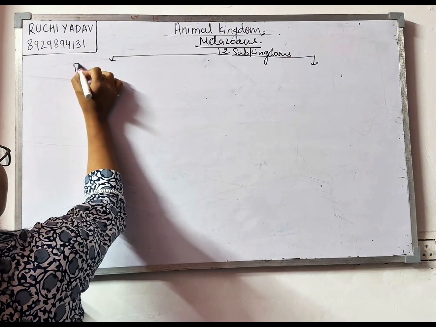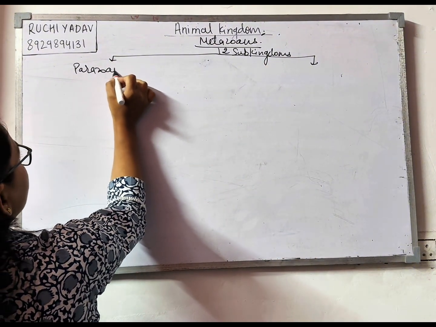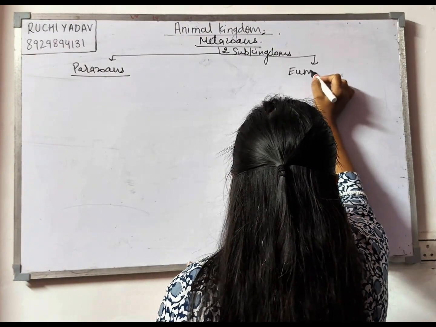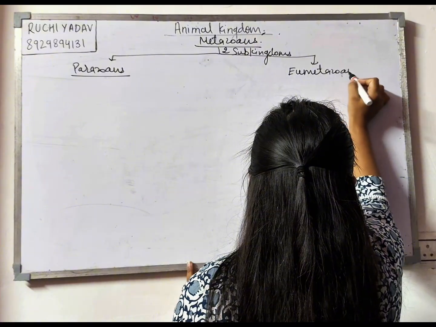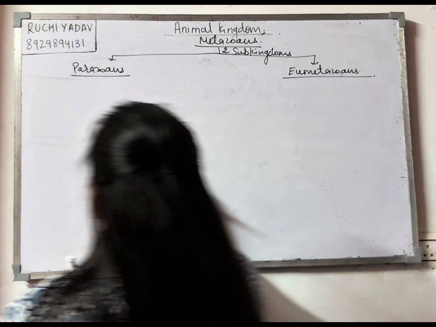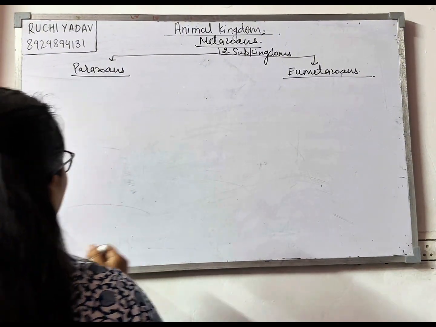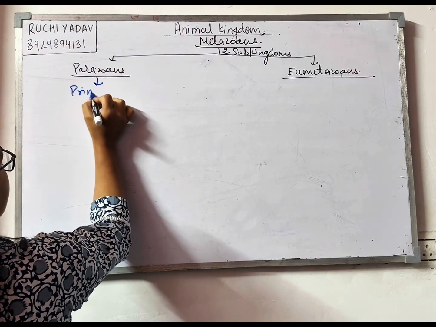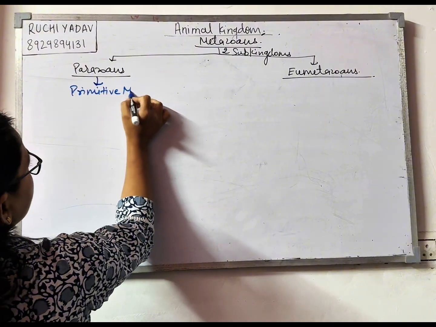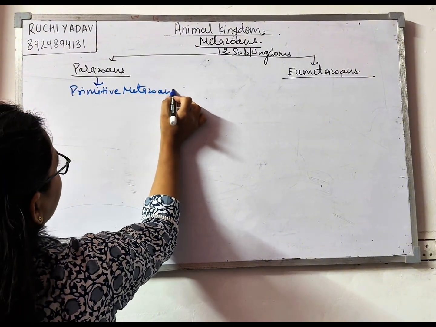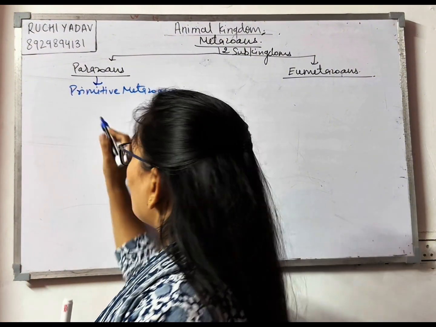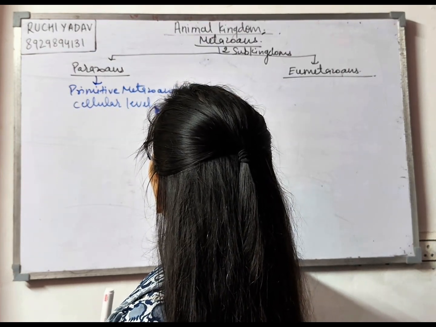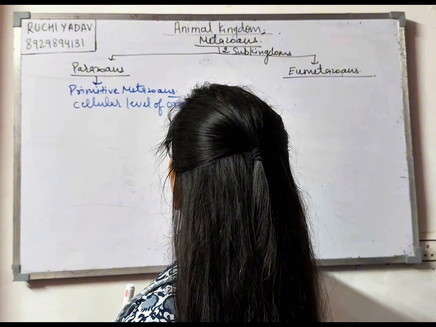right? Subkingdom Parazoa and subkingdom Eumetazoa. Let us understand about the parazoans first. Parazoans are the primitive metazoans. Why are they called so? Because they have a cellular level of organization.